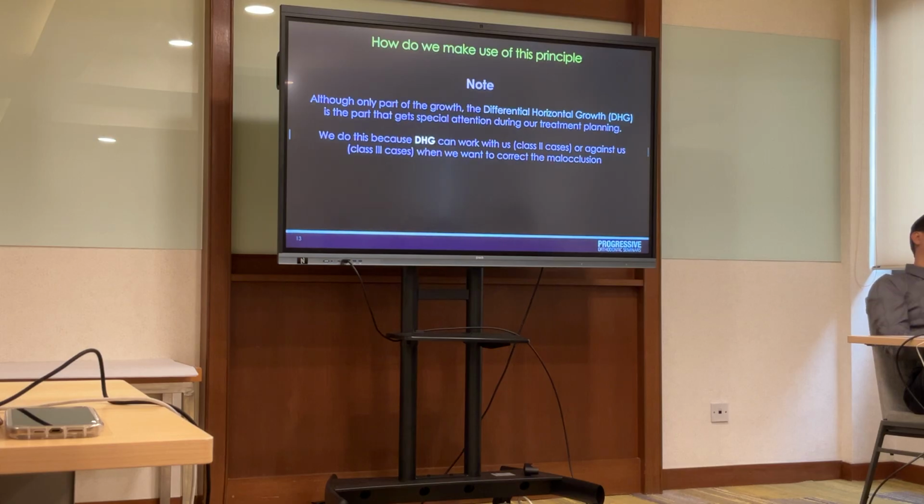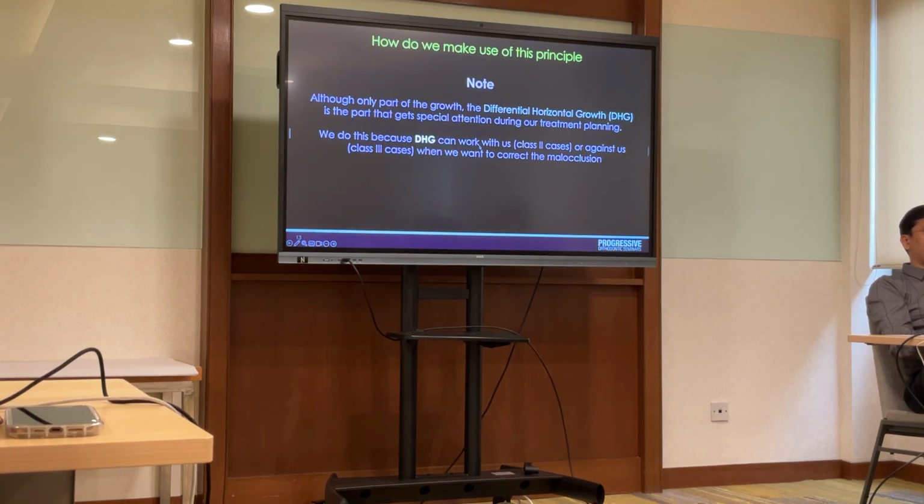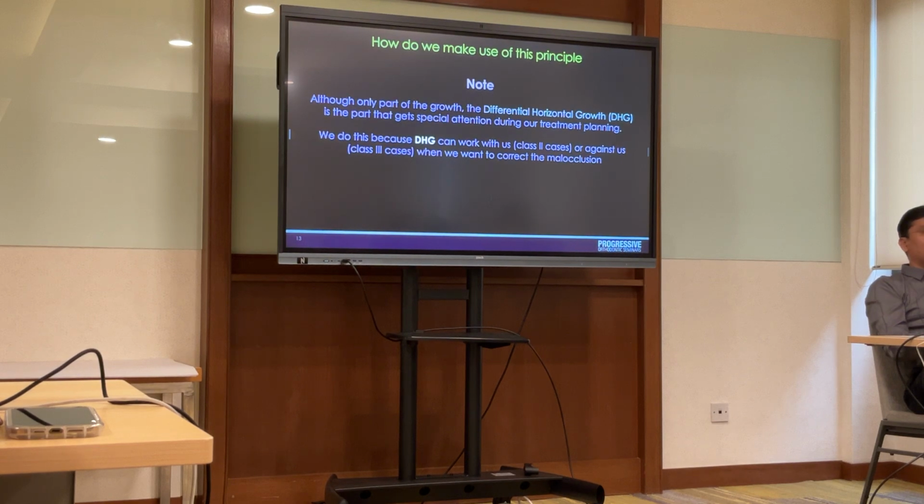How do we use this in our orthodontic planning? We have to remember this one line. Differential horizontal growth can work for us in a class 2 case, but against us in a class 3 case. It's very important to understand the difference. Because in a class 3 case, you don't want the mandible to grow more. The more the mandible grows, the harder it is for you to fix the case. In a class 2 case, you want the mandible to grow more so it can correct the class 2.